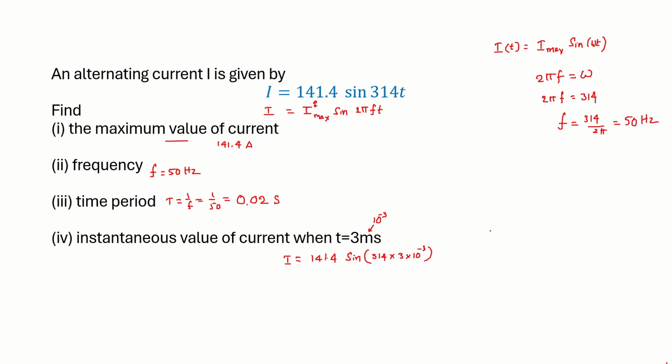We have to remember the angular frequency, that is omega, the SI unit for it is radian per second. So it means that we have to keep our calculator in the radian mode, and then solve this problem. So the answer becomes 141.4 sin 314 times 3 times 10 to the power of minus 3. The answer is 114.35. This is the current when t equal to 3 millisecond.